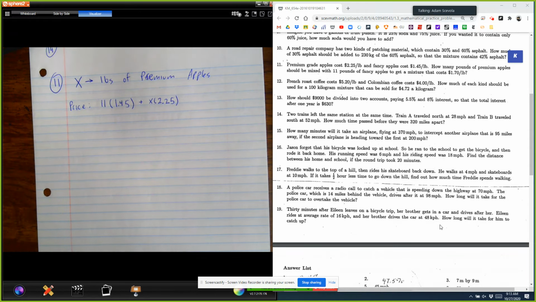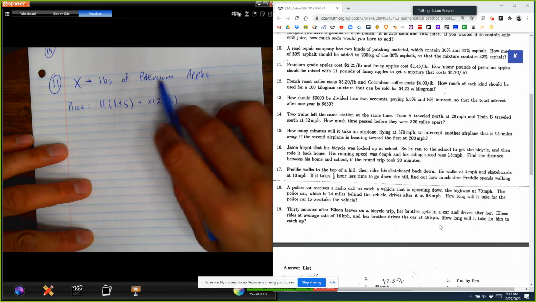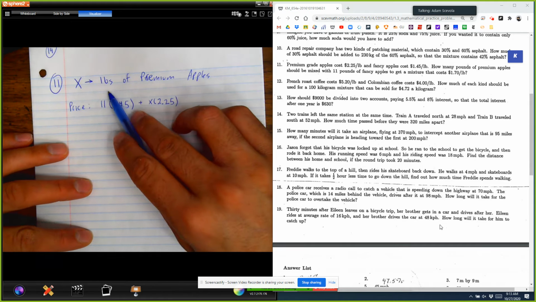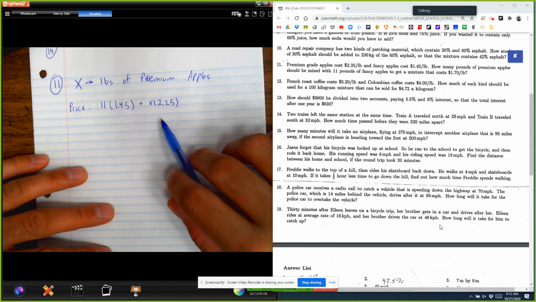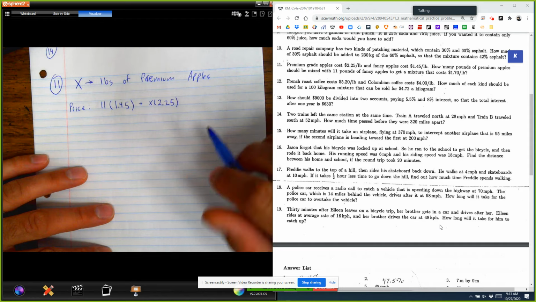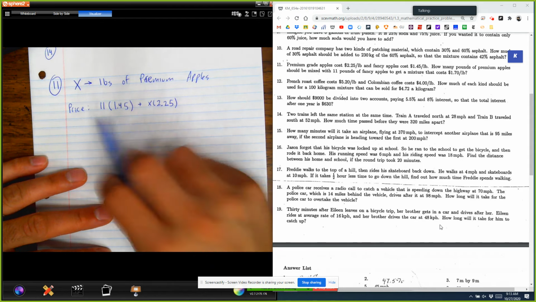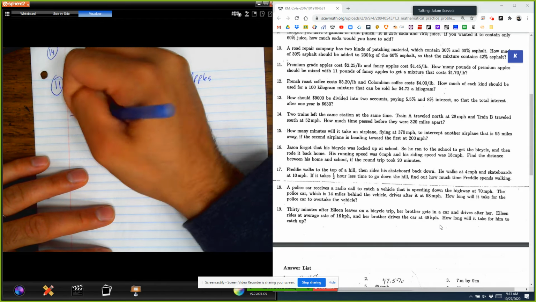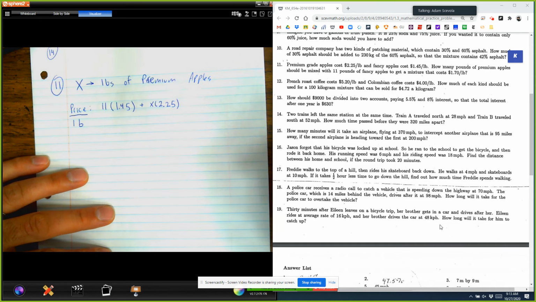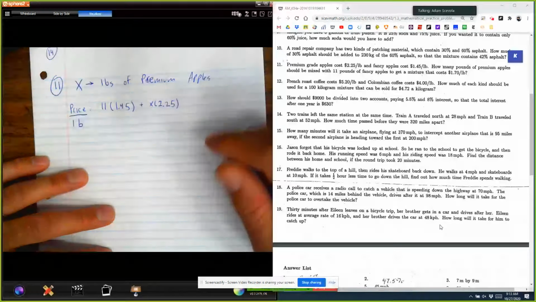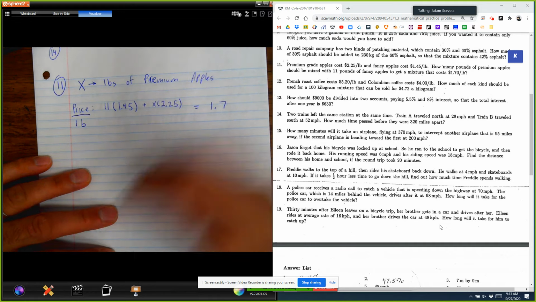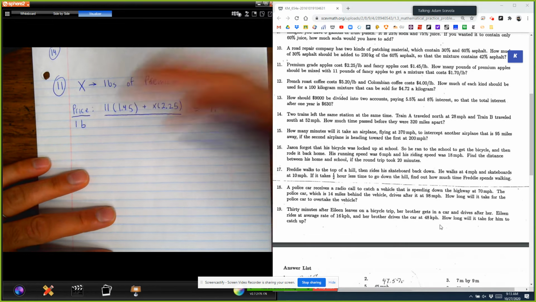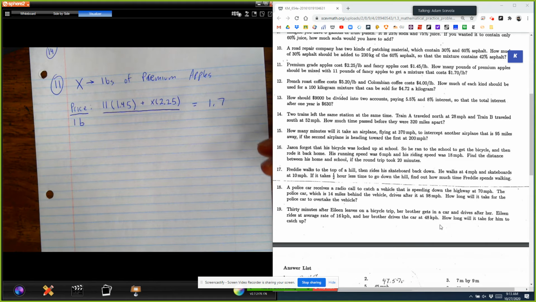All right, now we want this mixture to cost $1.70 a pound. So we'll make this price per pound, so price divided by pounds, LB, and we want that to come out to be 1.7. So I have to divide the price of all the apples by the pounds, which would be 11 plus X, because we already have 11 pounds, but we're adding more premium apples. So this is the proportion that I'm going to solve, and now we just solve it.